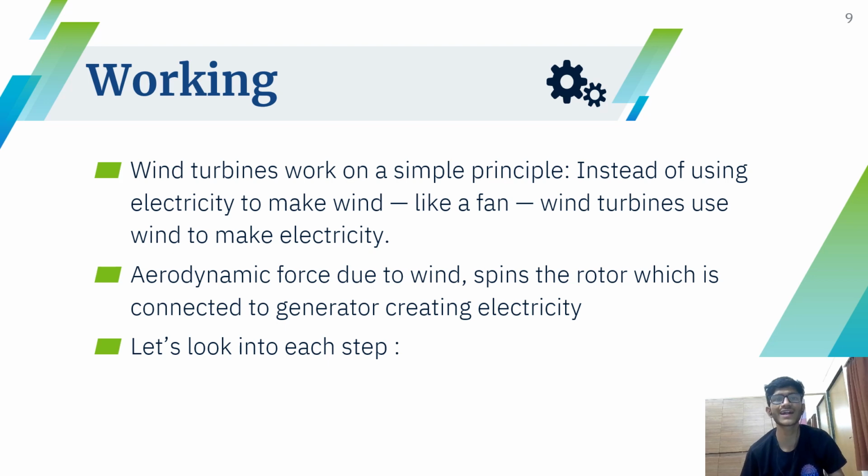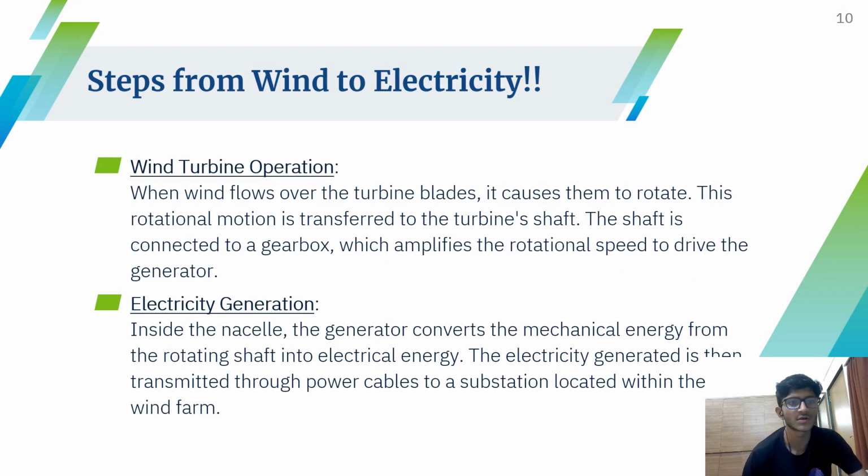The rotor connects to the generator through a shaft and a series of gears in a gearbox. It speeds up the rotation. This translation of aerodynamic force to rotation of a generator creates electricity simply. Let's look into each step of this working. So these are those simple steps which convert wind into electricity.